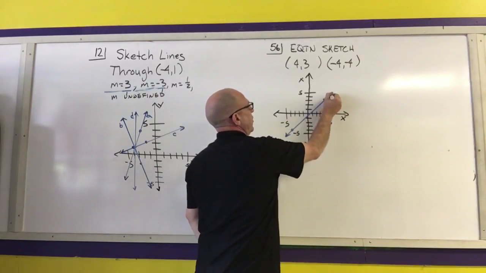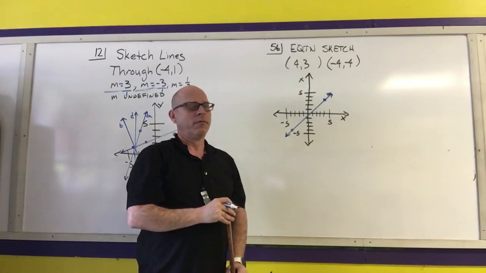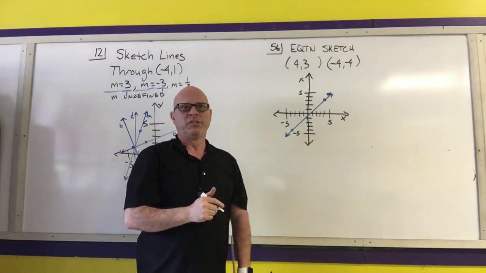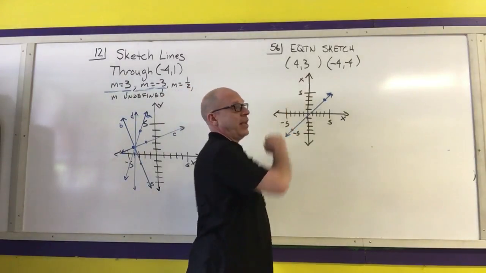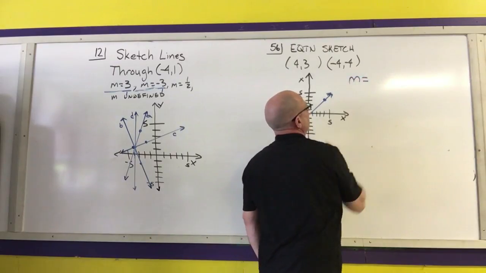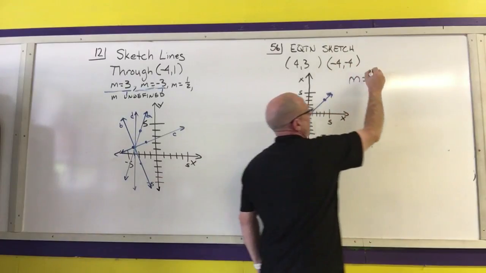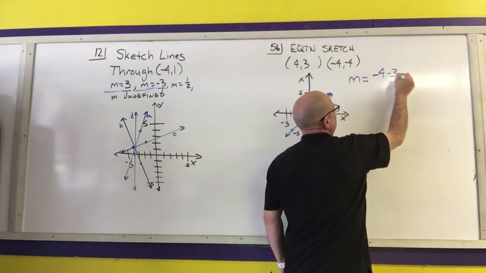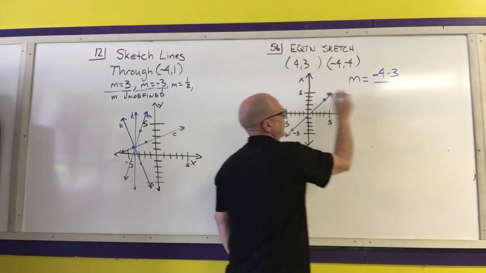Because of the way the directions were written, any equation for a line will do. Well, a reminder, in order to write an equation for a line, I need a slope and I need a point. Well, I do not have the slope, but I can calculate the slope. That's my first step. So the slope is y-coordinate minus y-coordinate, -4 minus 3, over x-coordinate minus x-coordinate, -4 minus 4.